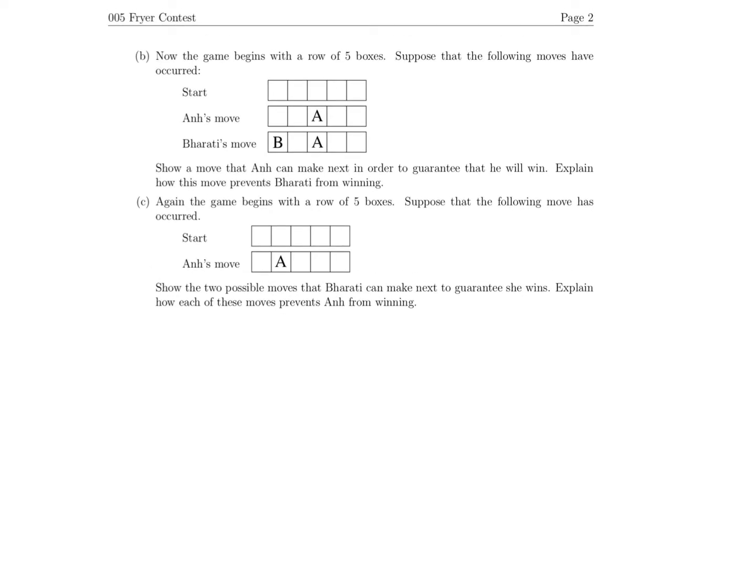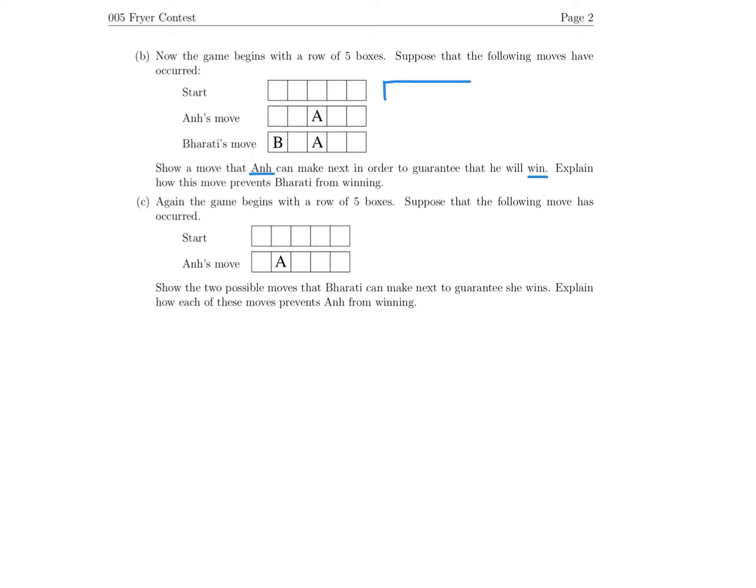Part B. Now the game begins with a row of 5 boxes. Suppose that the following moves have occurred. Show the move that Anne can make next in order to guarantee that she will win. Explain how this move prevents Bharati from winning. All right, so we want Anne to win, right? Okay.